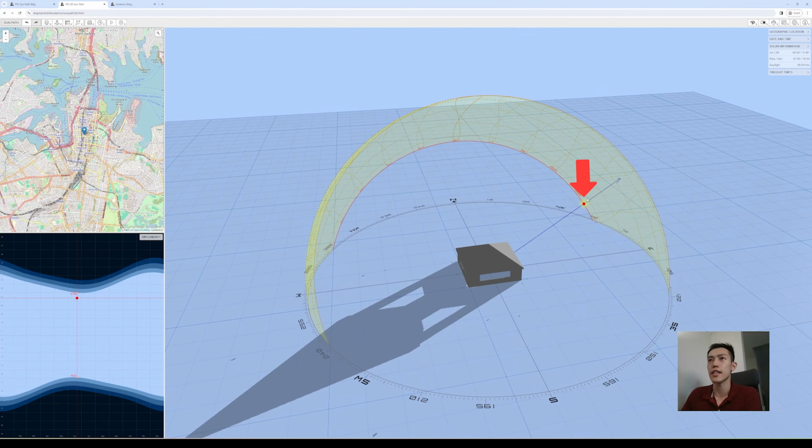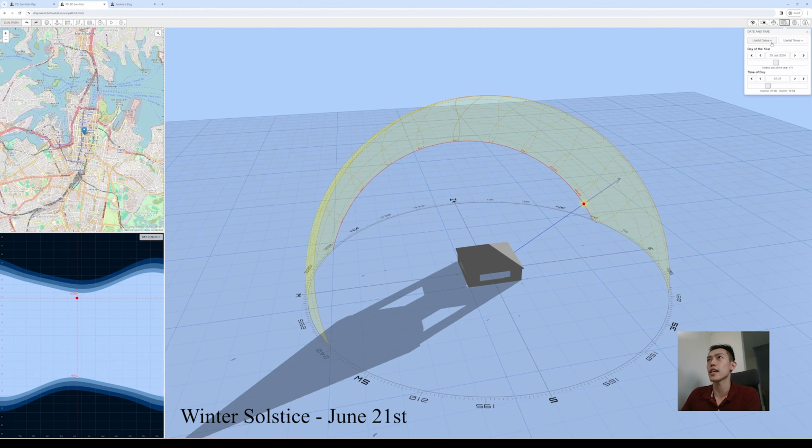This red dot here is the sun, and the blue line is where it's pointing at, and you can see the shadow. And this red line here is the path of the sun on a specific day. And right now that specific day is winter solstice on the 25th of June.